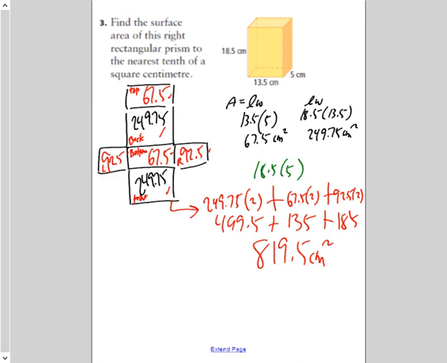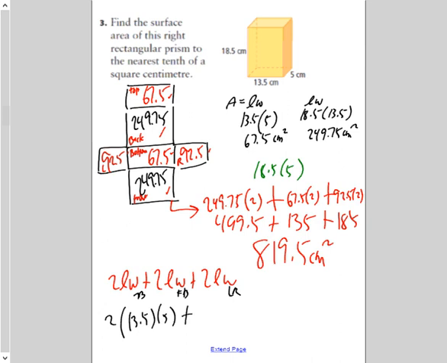Now, alternatively, you could have been smart, and you could have written your formula, which of course is 2LW plus 2LW plus 2LW. And then you could clarify what these LWs are. You could say TB here, FB for front back, and LR for left right. Substitute your data in. So the top and bottom were 13.5 by 5. So you have two of those that are 13.5 by 5.